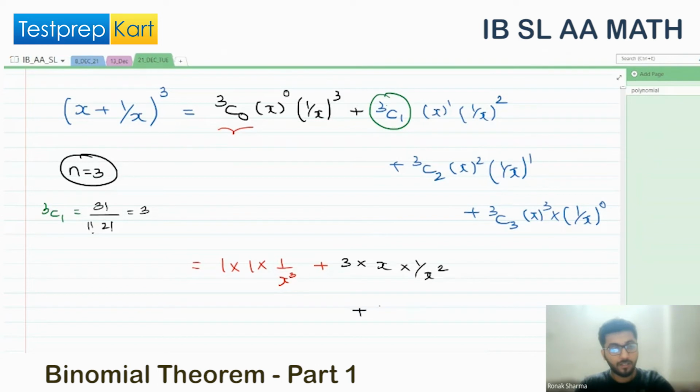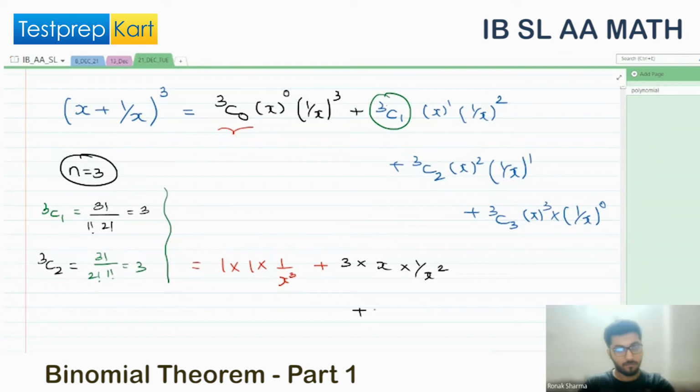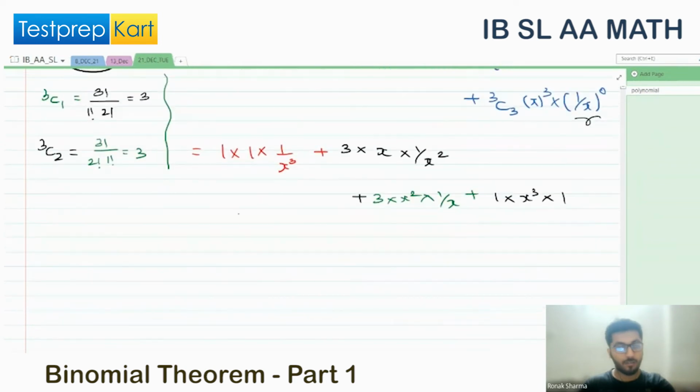Then the third term will be 3C2. What will be the 3C2 value? 3. Yes. Then x square into 1 by x. And 3C3 value will be 1 only. So 1 into x cube into 1 by x power 0 will be 1. We can see what will be the answer?